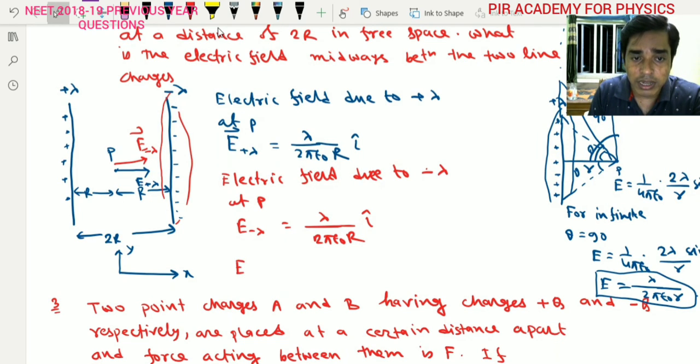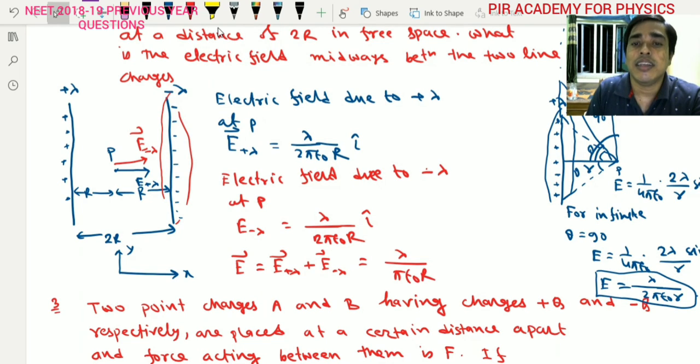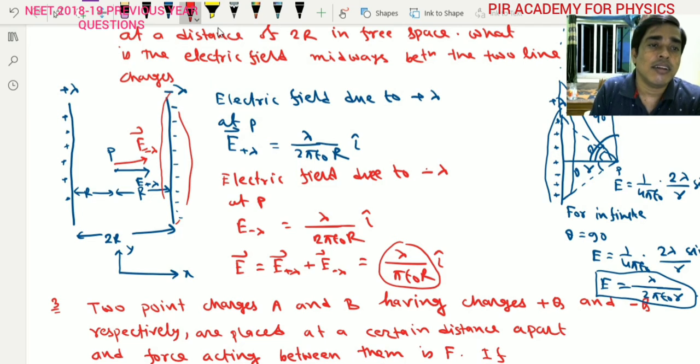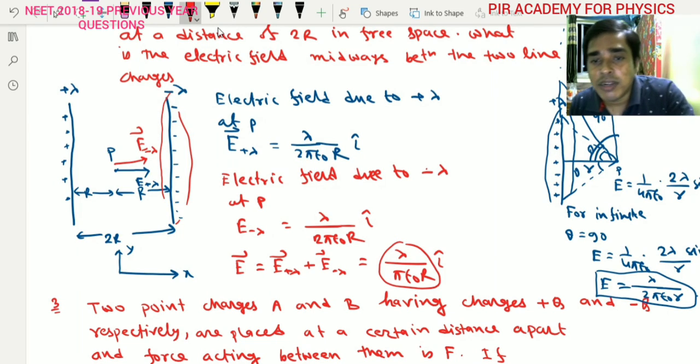So the total electric field will be the sum of these two electric fields, because both electric fields are in the same direction, so it will be lambda by pi epsilon naught r. This is the electric field. So this is the answer. Okay, so at point P, the total electric field will be lambda by pi epsilon naught r.